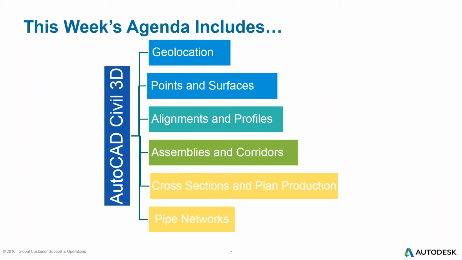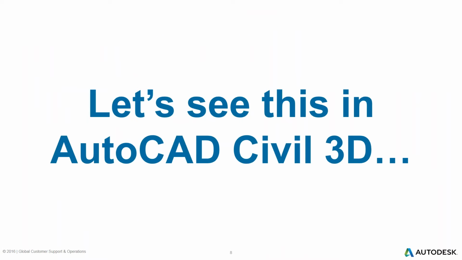So this week's agenda includes geolocation, points and surfaces, alignments and profiles, assemblies and corridors, cross-sections and plan production, and pipe network. So Michael, are you ready to show everyone some AutoCAD Civil 3D?